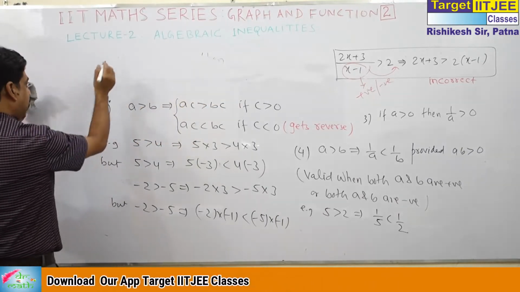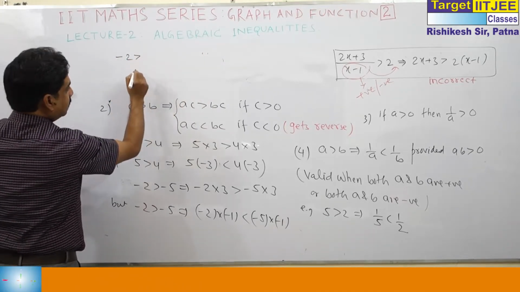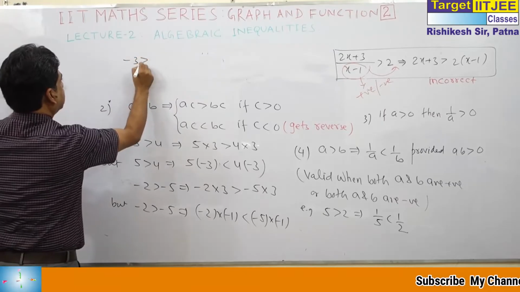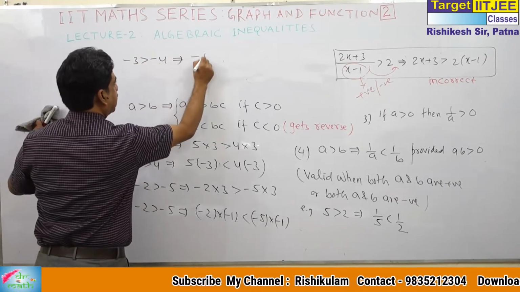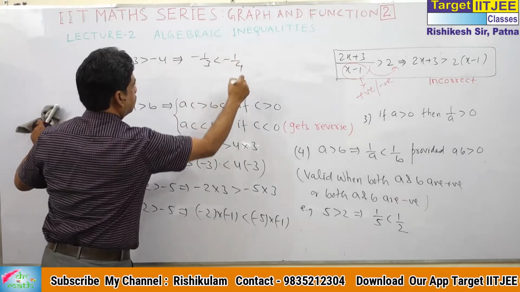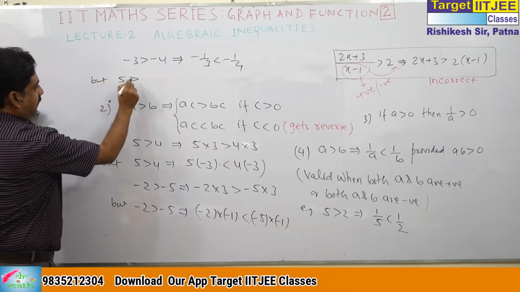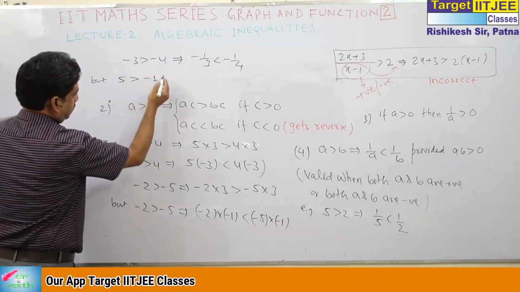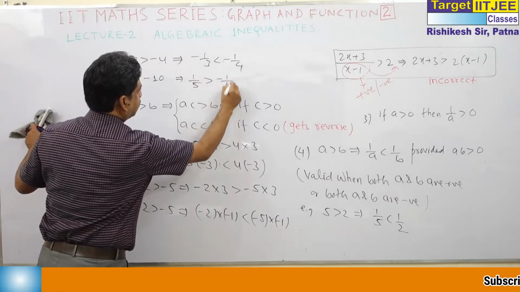Now, minus 3 is greater than minus 4 implies minus 1 by 3 is less than minus 1 by 4. But 5 greater than minus 1, or minus 10, implies 1 by 5 greater than minus 1 by 10.